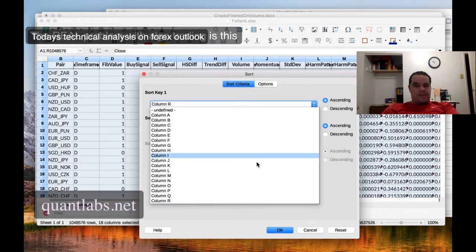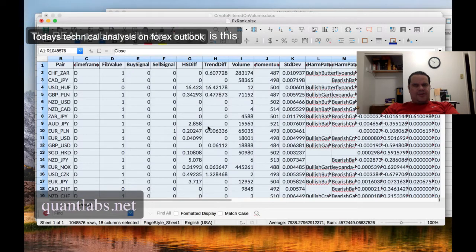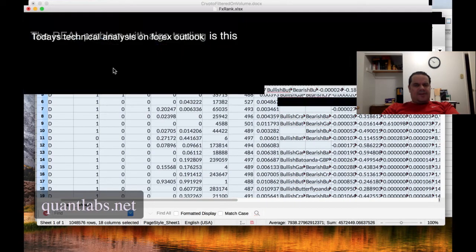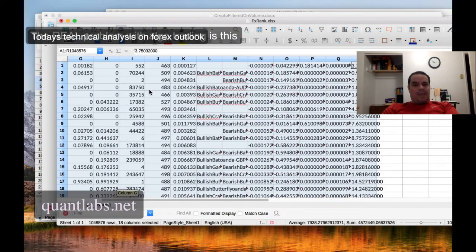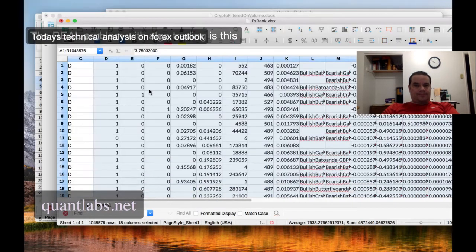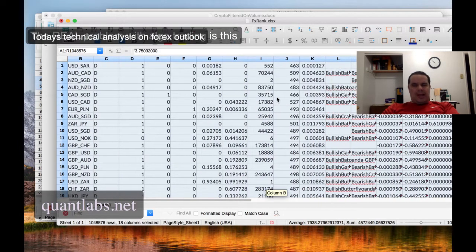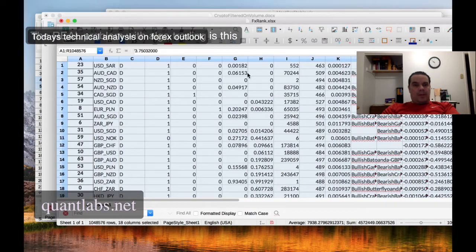That's column N. There, there's two things we can get. These can be pretty useful. I've not been focusing a lot on forex over the last little while. What you can get out of this is a few shorting opportunities on the negative moves based upon slope again: USD against SAR, Australian dollar against Canadian dollar, New Zealand against the Singapore dollar.